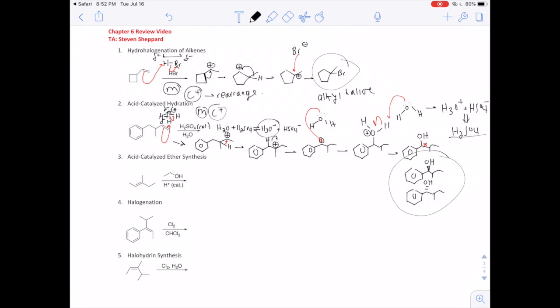Okay, so number three is the exact same mechanism as reaction 2. But I'm not going to go through all those steps because they follow the exact same thing.